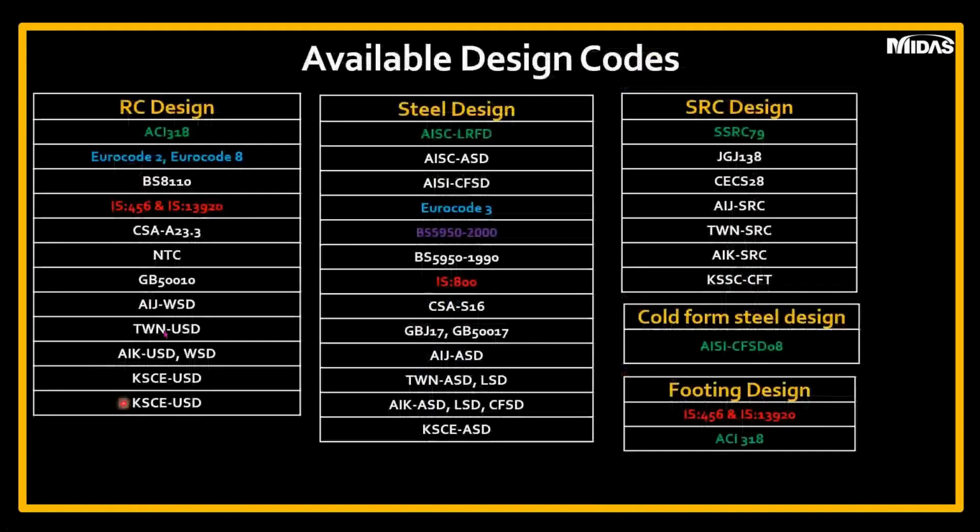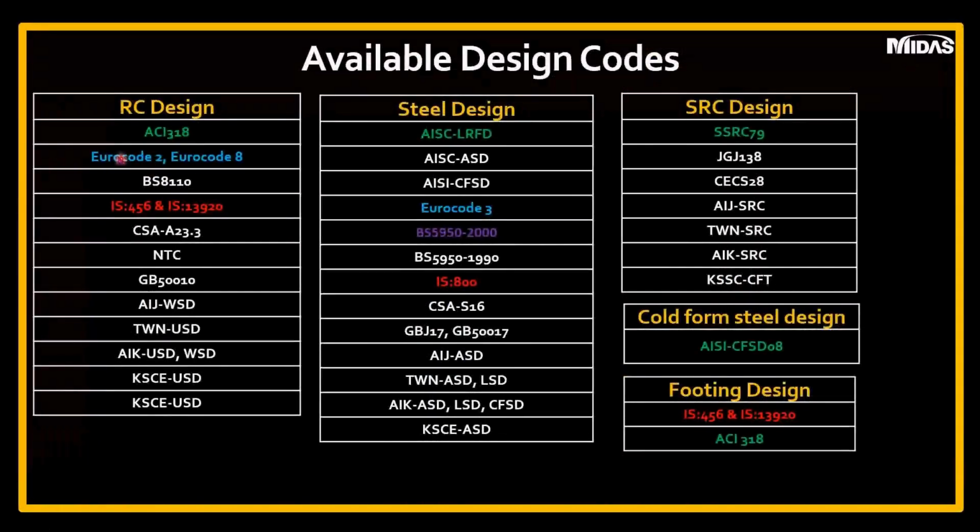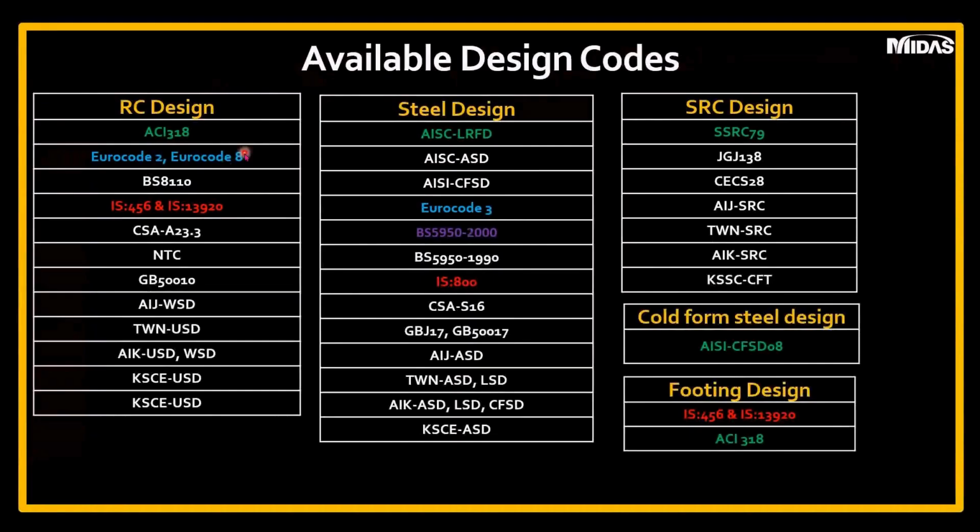So these are the different available codes. You can use Eurocode, and for seismic design, we can also include Eurocode 8, and we can also use BS standard codes, RC design BS 8110, and for steel, we can use BS 5950 2000, the latest code for steel design, and similarly for the other designs.